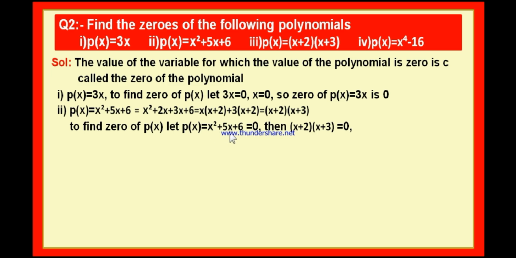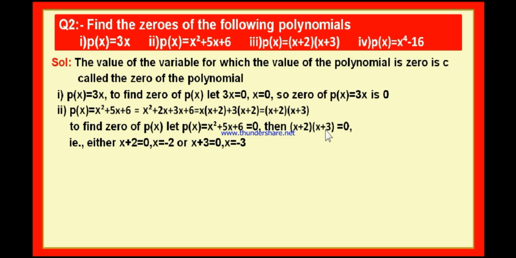Some value of x is to be found now. But we know that x square plus 5x plus 6 can be written as the product of x plus 2 and x plus 3. Therefore, x plus 2 into x plus 3 is equal to 0. Since the product of two numbers is 0, either the first number may be 0 or the second may be 0. If the first is equal to 0, that is if x plus 2 is equal to 0, then x is equal to plus 2 other side minus 2.